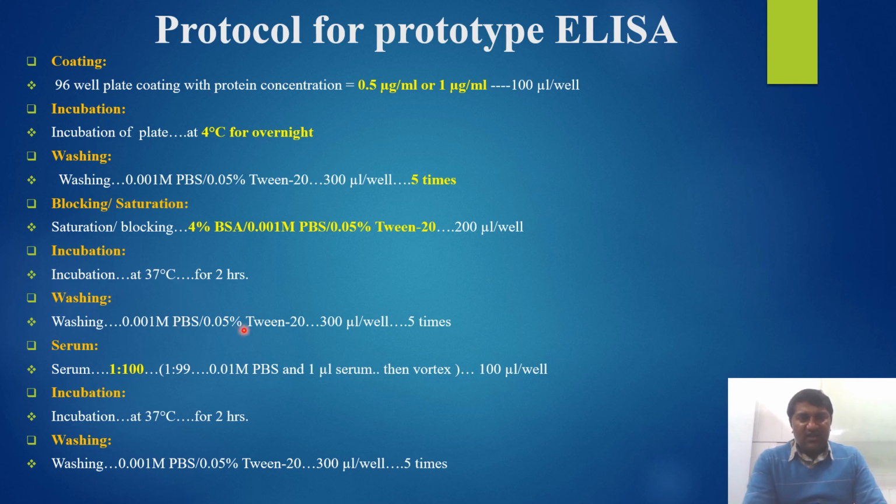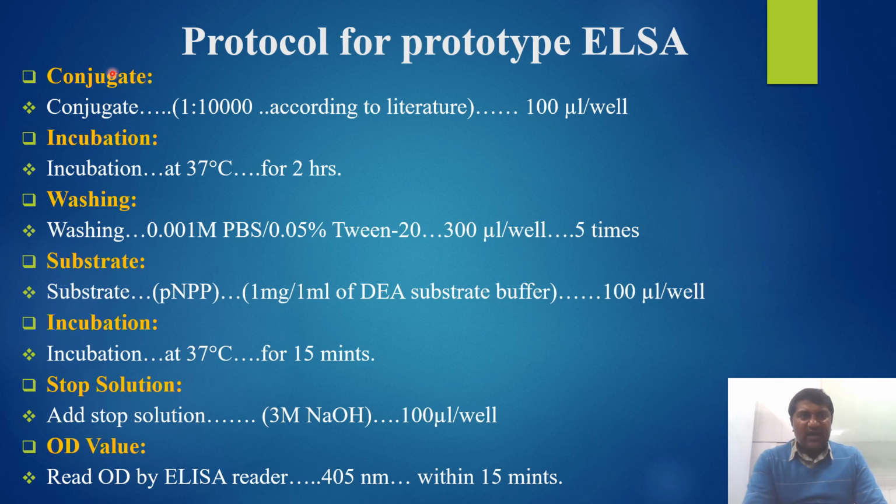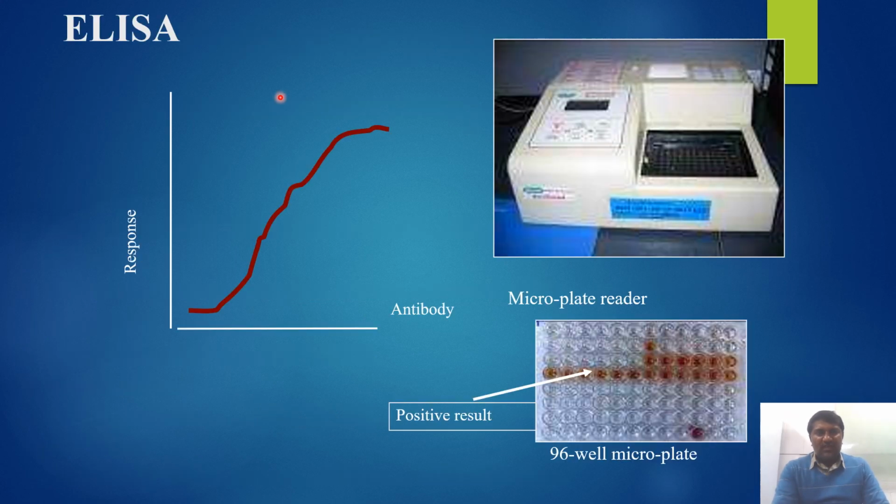Then washing, and after the washing you add the serum, then incubation, then washing, and after that you add the conjugate, with the ratio as per literature cited, and then incubation, then washing, then you need to add the substrate in case of the AP linked conjugate. The incubation is for 15 minutes, and then you should add the stop solution in case of the AP linked conjugate, that is 3 molar NaOH, and then you should take the OD value.